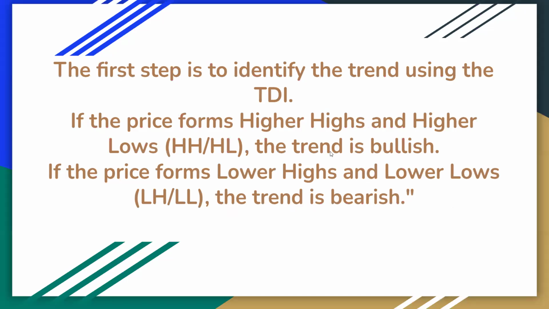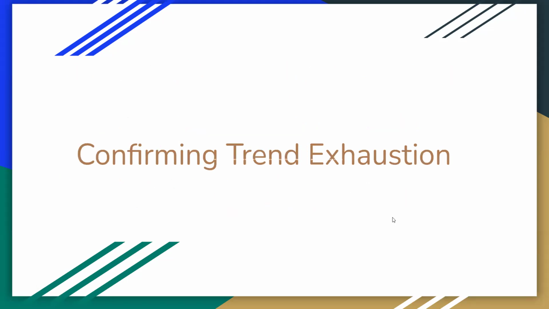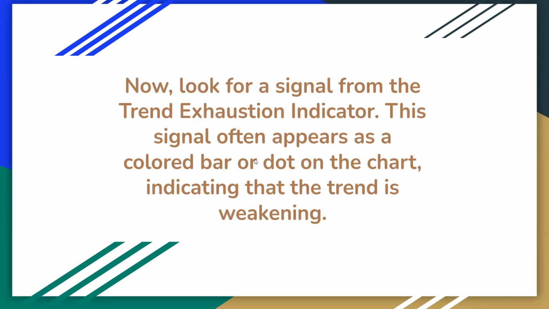The first step is to identify the trend using the trend direction indicator. If the price forms higher highs and higher lows, the trend is bullish. If the price forms lower highs and lower lows, the trend is bearish. So, by confirming trend exhaustion, we are going to look for a signal from this trend exhaustion indicator. This signal often appears as a colored bar or dot on the chart, indicating that the trend is weakening.